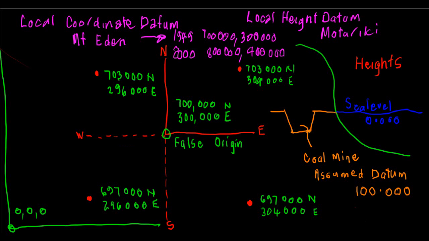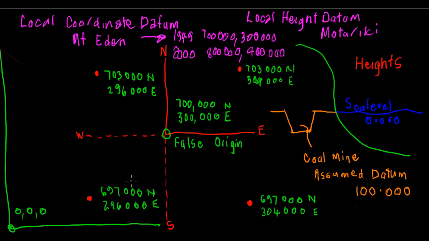So this would put the origin 0,0 over here, to the west and south of the origin. What this means by having this large value for the false origin is that everything is in the first quadrant, where X is positive and Y is positive.